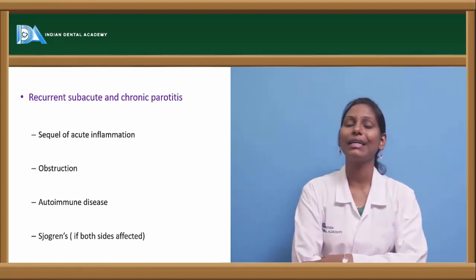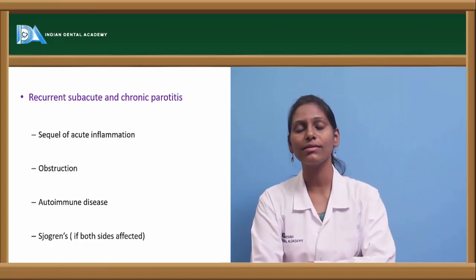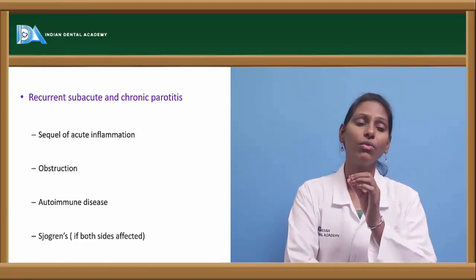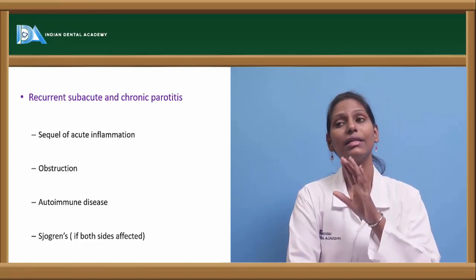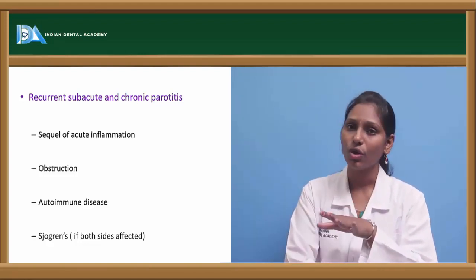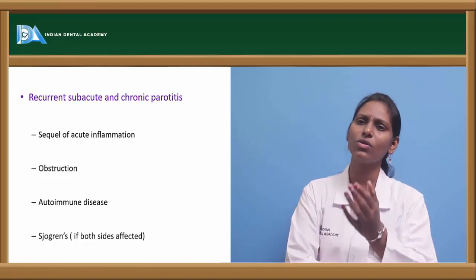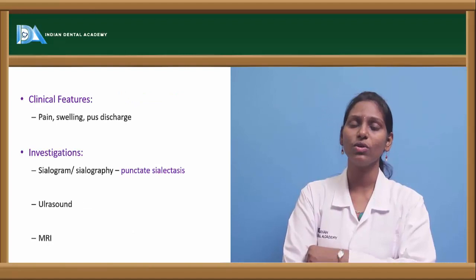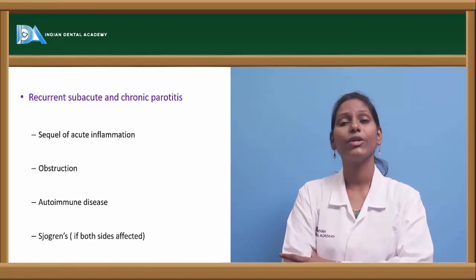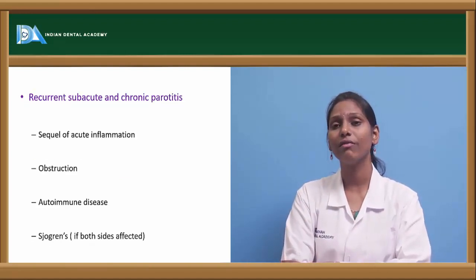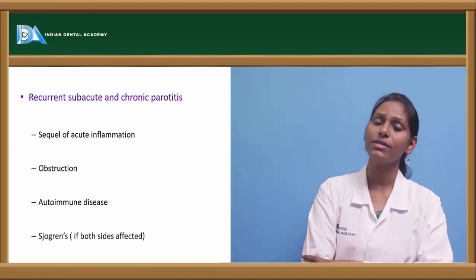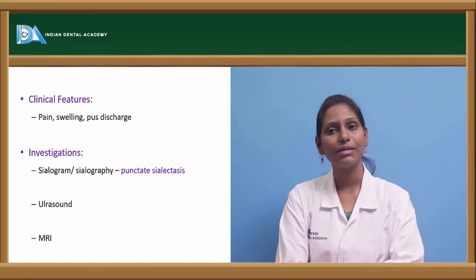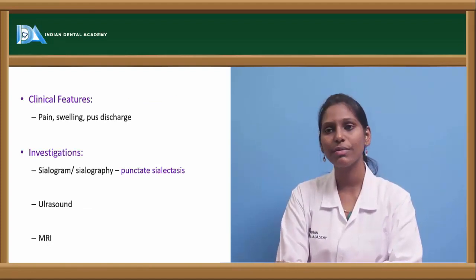Next we are talking about recurrent subacute or chronic parotitis. It is usually a sequela of an acute inflammatory condition. The most common etiological factor here is again obstruction, and it is an autoimmune condition. It resembles Sjogren syndrome if it occurs on both sides. So when we are talking about this recurrent subacute or chronic parotitis, one should keep Sjogren syndrome in mind if the swelling is bilateral. The clinical features are pain, swelling, and pus discharge can also be seen.